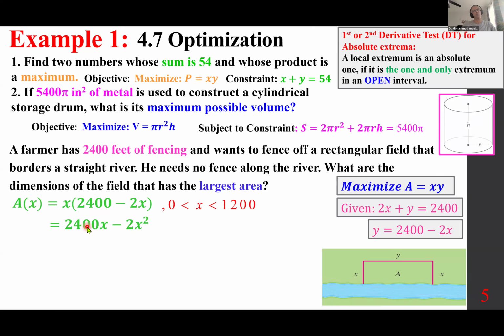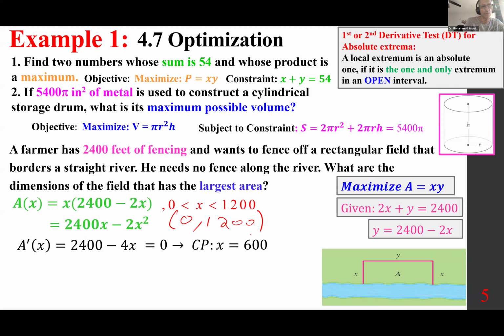We want to find all critical points. So we're going to differentiate and set it equal to 0. A prime is 2400 minus 4x. Set it equal to 0 and you get 600. Now we have an open interval of 0 to 1200, and there's only one critical point. So local becomes absolute. Is this a local max? Is this a local min? We don't know. We do the second derivative test.